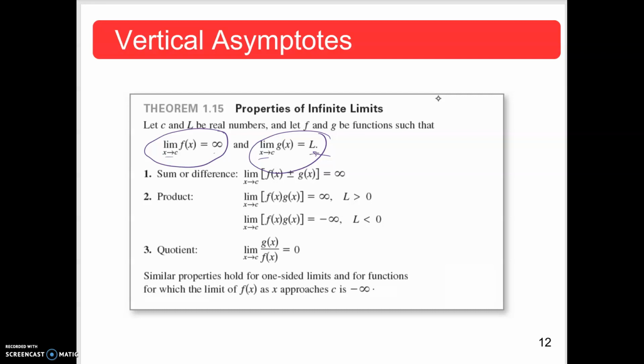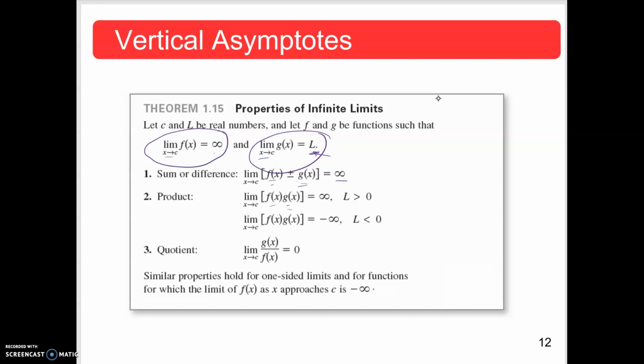by another limit that actually exists? We'll call it some constant L. Well, if you think about it, adding an L to something that's unbounded, the L doesn't matter, still unbounded. Same idea with a product.